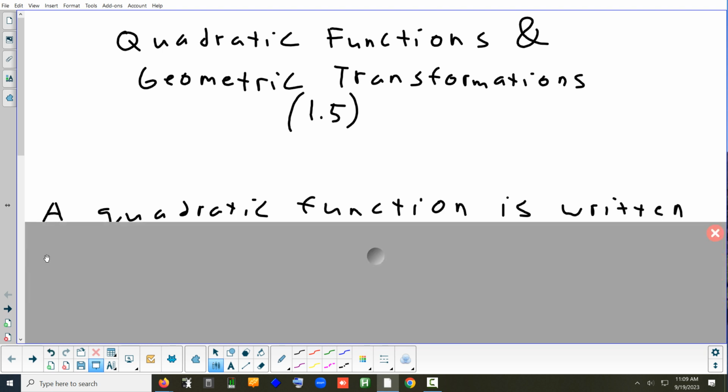Once we learn how to do transformations for quadratics, the transformations are the same for every function we study all year. So if you know how to shift the parabola up 2, then you know how to shift a square root up 2. You know how to shift everything up 2.